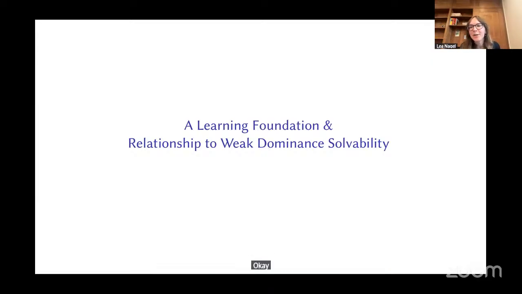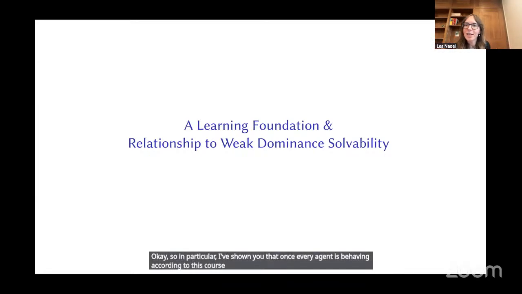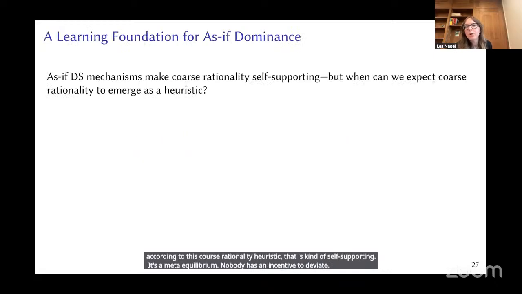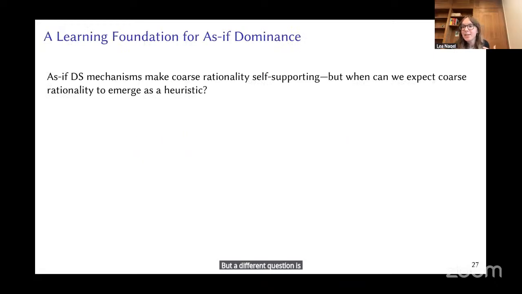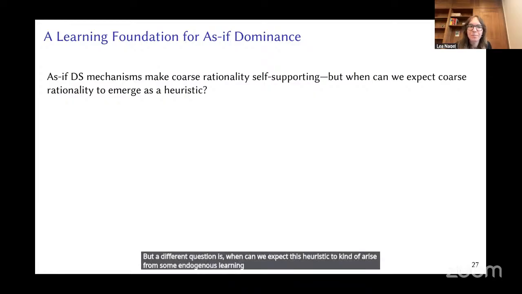Okay, so in particular, I've shown you that once every agent is behaving according to this coarse rationality heuristic, that is self-supporting. It's a meta-equilibrium. Nobody has an incentive to deviate. But a different question is, when can we expect this heuristic to arise from some endogenous learning process? And that's exactly what we try to do.